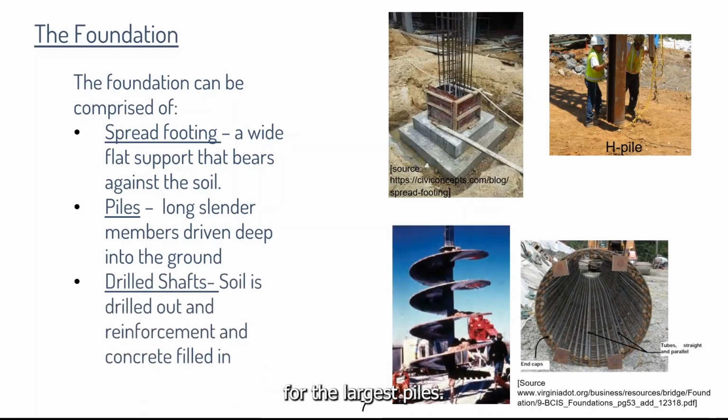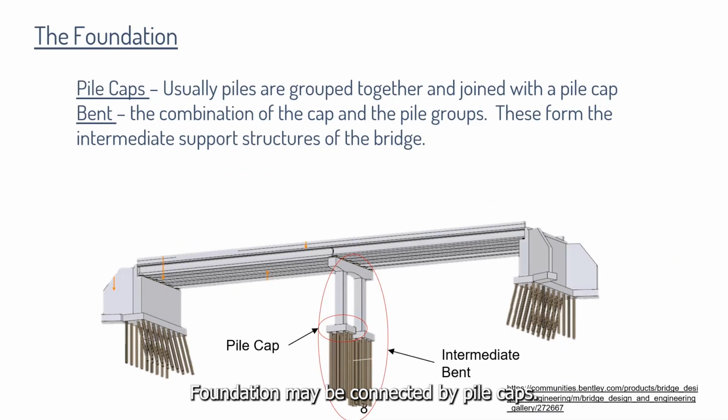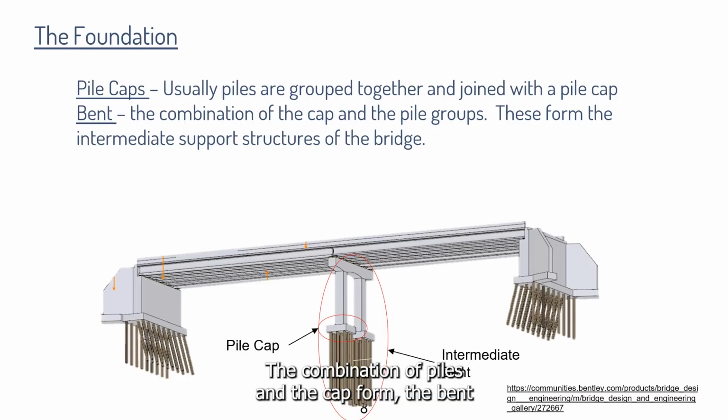For the largest piles, drilled shafts can be used. These can be 12 feet or more in diameter. Drilled shafts go into the ground by soil being drilled out, a steel reinforcement cage being put in, and then concrete for a really strong foundation. The foundation may be connected by pile caps. The combination of piles and the cap form the bent, or the support locations for the bridge structures.